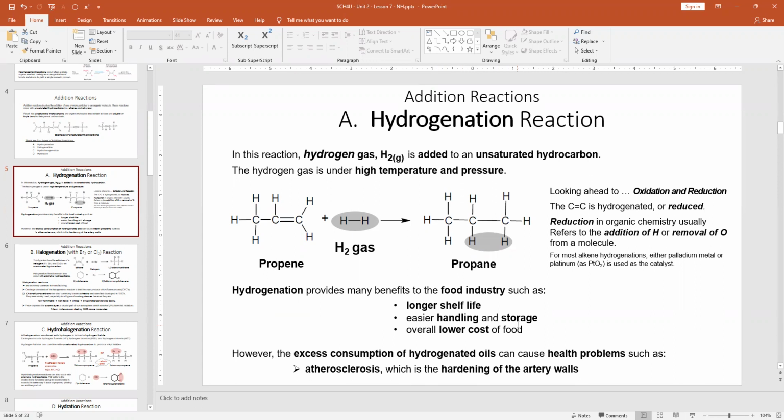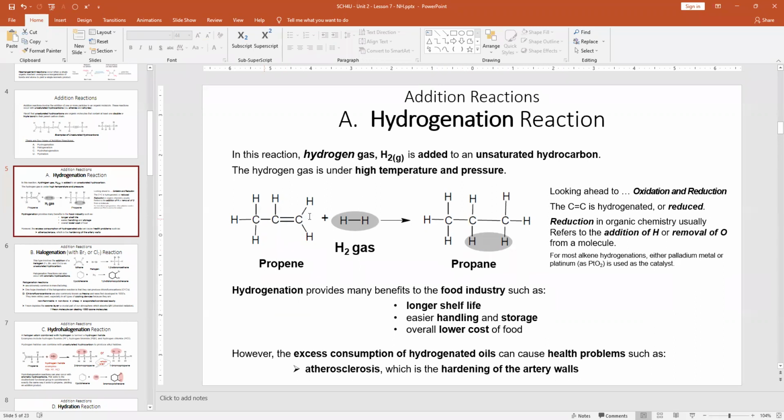The other thing I want to touch upon here under this type of hydrogenation reaction, and looking ahead a few slides, we are going to be talking about oxidation and reduction reactions. And some of you may already know about oxidation and reduction reactions.